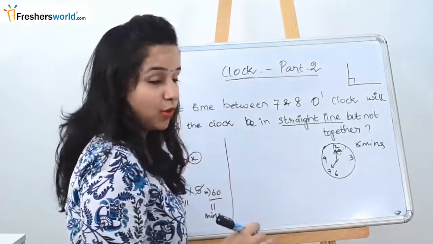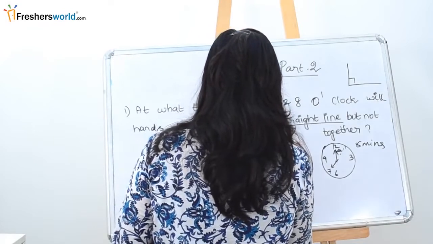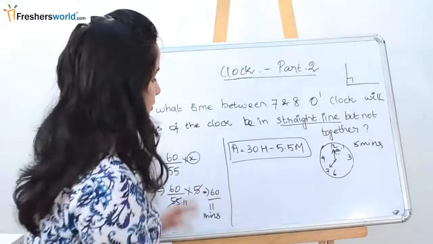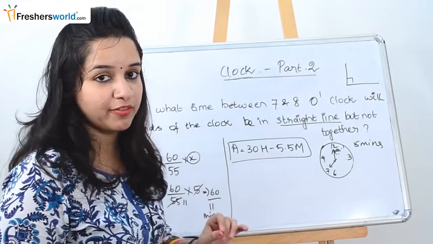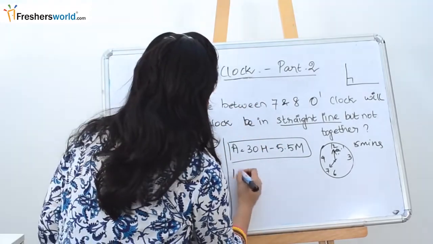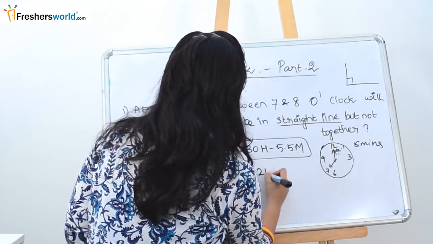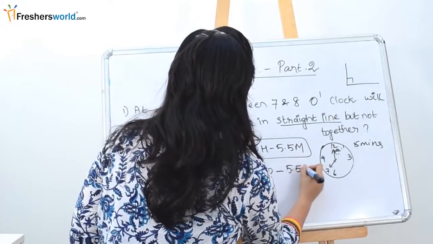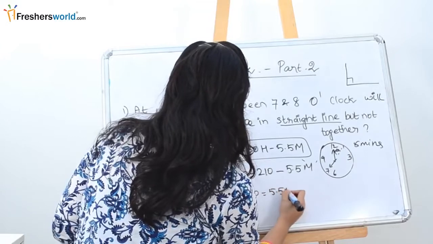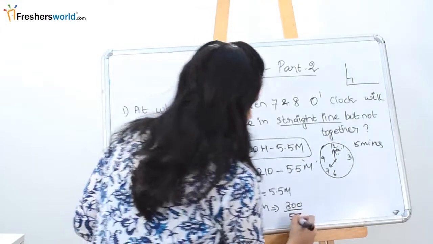How can we solve it with the formula? A is equal to 30h minus 5.5 m. So let's solve the same problem using the formula. We know the formula is A is equal to 30h minus 5.5 m. What is the angle? They have told it's in a straight line. Straight line is nothing but 180 degrees. What is the hour? It's starting at 7 o'clock. So 30 into 7 is nothing but 210 minus 5.5 m, which is what we're going to find. So move it here. So 30 is equal to 5.5 m and m is equal to 300 by 55. Let's divide it by 5.